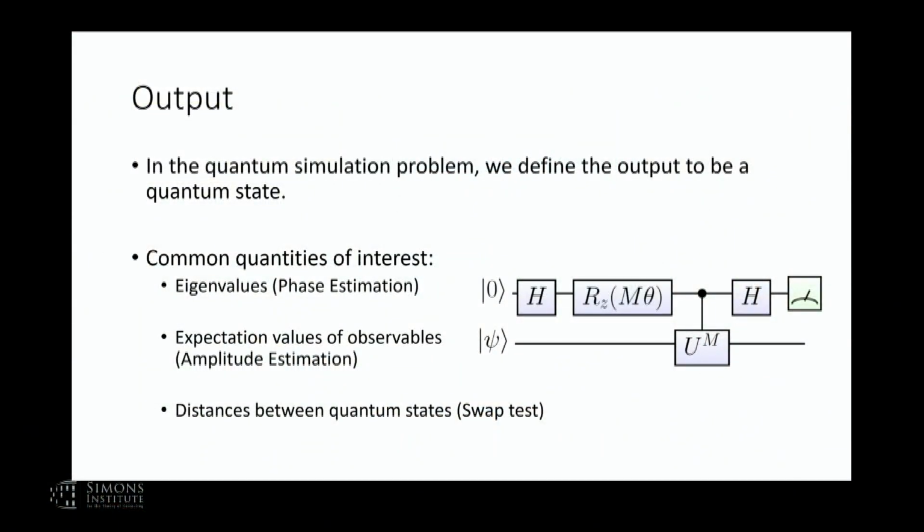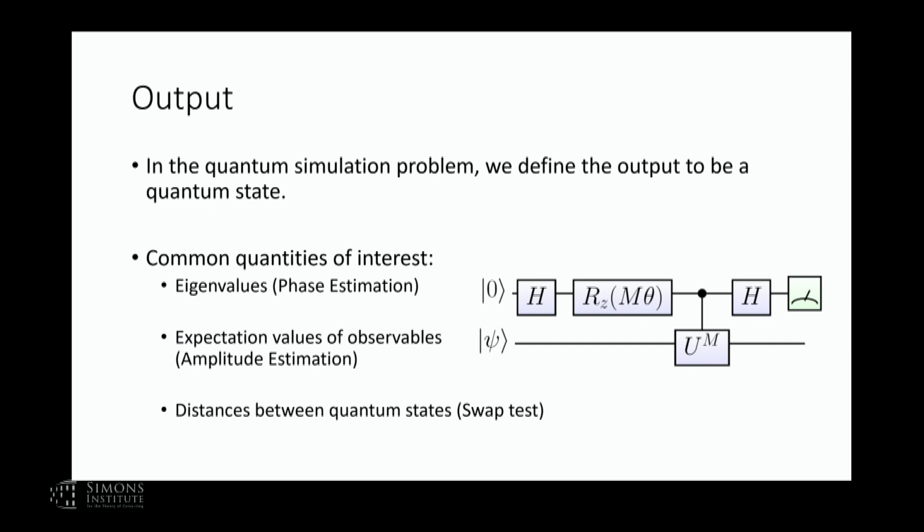As for the output, really there's a couple of things that we want usually to get out of this. The first is we'll often want eigenvalues. We'll want to know spectral information about this. So the idea is that you use the quantum simulation methods that I'm going to talk about to represent a unitary, and you plug that into a phase estimation circuit. And that phase estimation circuit will give you a way of estimating the eigenvalues.